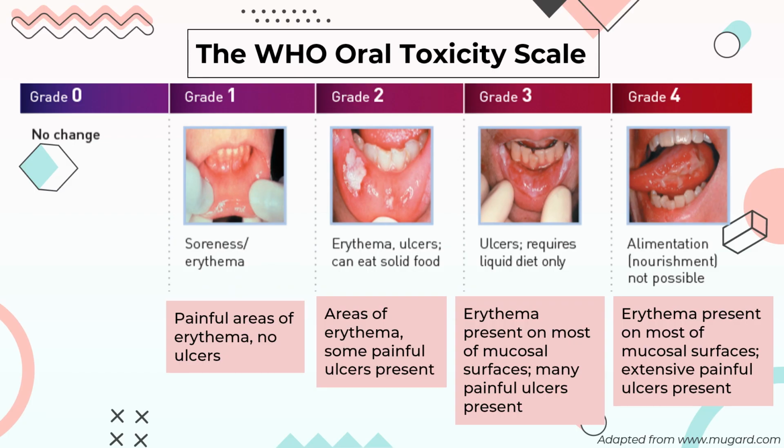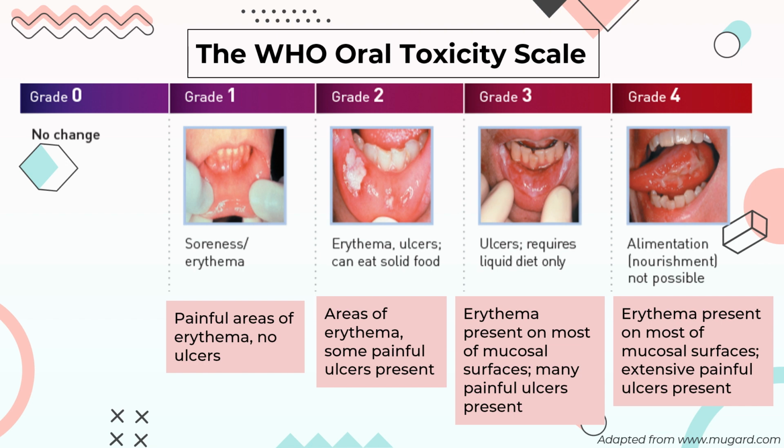Okay, so this is the WHO Oral Toxicity Scale. This scale is used to measure the anatomical, symptomatic, and functional elements of oral mucositis. There are 5 grades in this scale, starting from grade 0 to grade 4. In grade 0, there are no changes in the oral cavity. In grade 1, there are painful areas of erythema, but no ulcers are present. Grade 2, there are areas of erythema and some painful ulcers present. Regardless of the presence of the ulcers, the patient can still eat solid food.